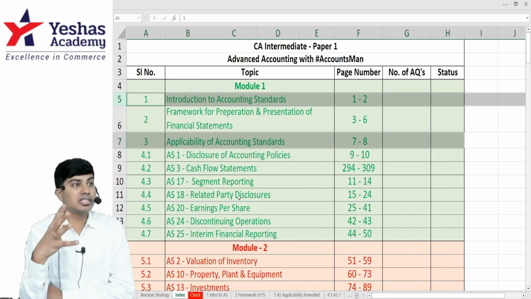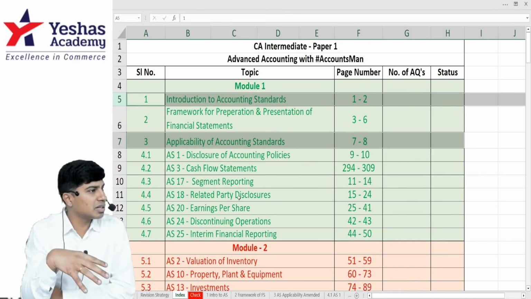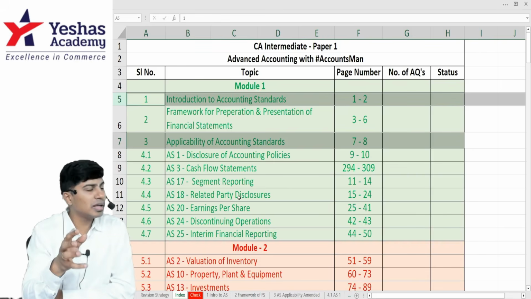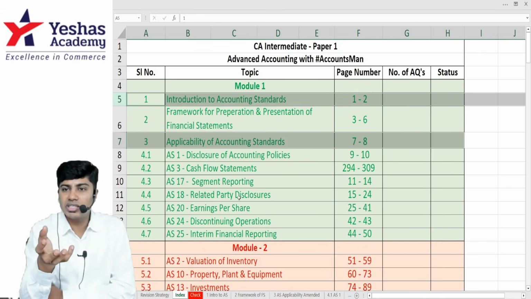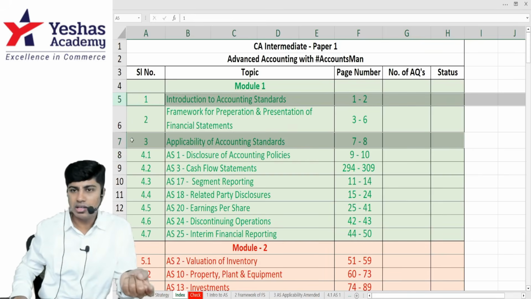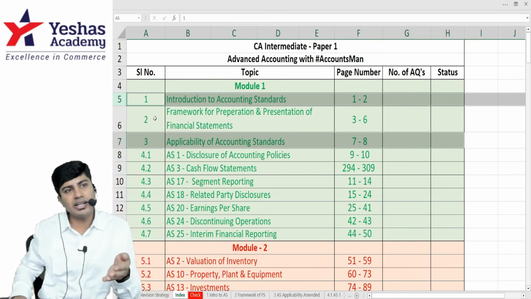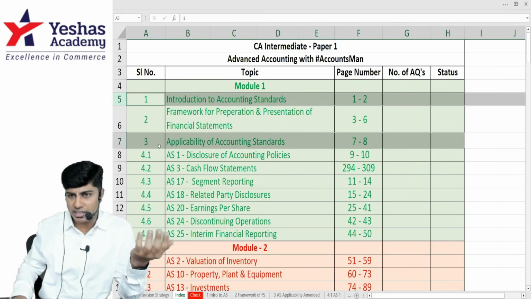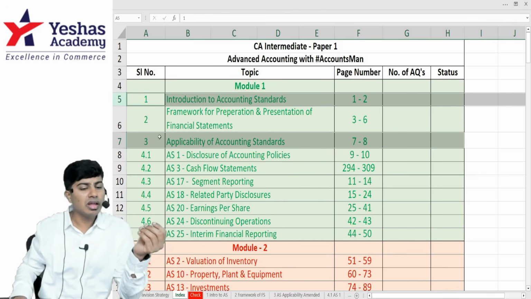Let's say I'm a big MNC company. To me, are all accounting standards applicable, or are some accounting standards not applicable? So, which rule applies to whom? Which accounting standards apply to which level of entity? That is what we'll learn in Chapter 3. Chapter 2 is slightly isolated, but Chapter 1 and Chapter 3 are connected. You can never start the CA Intermediate Advanced Accounting journey without having good control over Chapter 1 and Chapter 3.